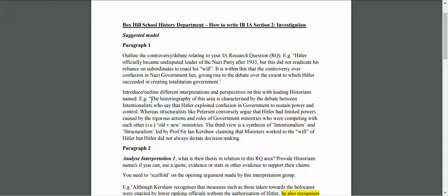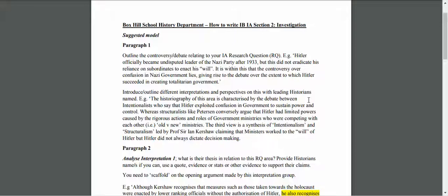So the historiography of this area is caricaturized by the debate between intentionalists, who say that Hitler exploited confusion in government to sustain his power and control, whereas there are structuralists like Peterson, so I'm explicitly naming a historian, who in fact argue that Hitler had limited powers caused by the rigorous actions and roles of his government ministries, who were really rapidly and aggressively competing with each other. These are referred to as the old and new ministries.